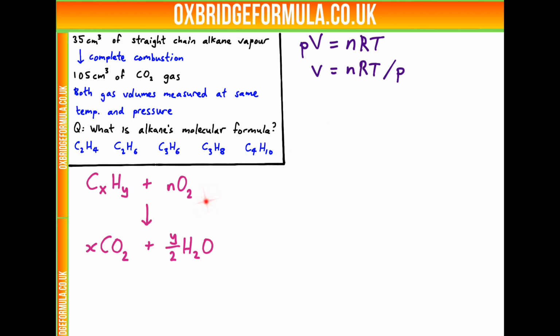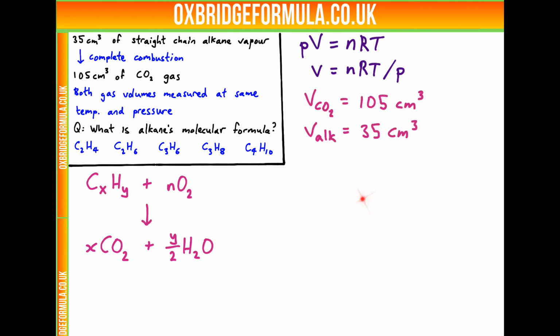So what quantity would be useful to work out the alkane's molecular formula? Well, the number of moles of alkane in this general equation is 1, and the number of moles of carbon dioxide is x. If we can get x, then we can get the molecular formula of this alkane, so ideally we want to find out this n for carbon dioxide. So how do we do this? We don't know the temperature or the pressure, but we are given two different volumes, and we're told that they're measured at the same temperature and pressure. So what's the best thing to do?